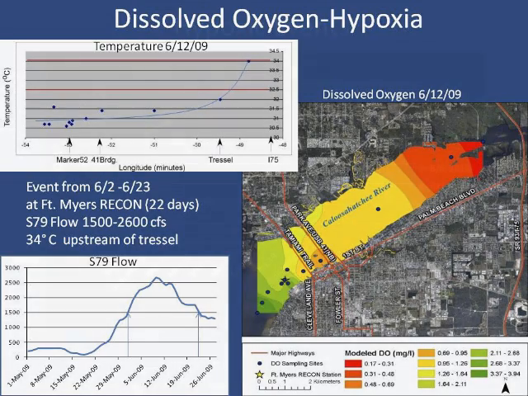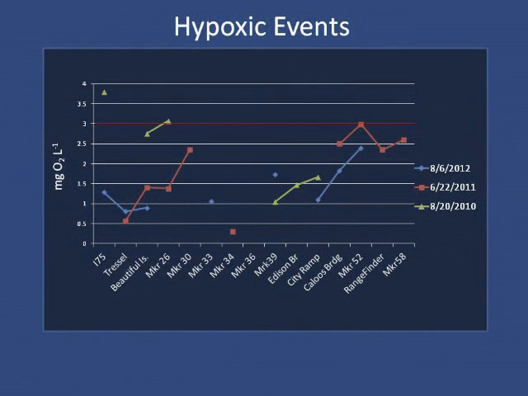So we've been monitoring hypoxia each year at RECONs and doing transects across the distance between Fort Myers and Beautiful Island. And this graph is between 2010 and 2012. We have levels of hypoxia down to 0.2 milligrams per liter every year in that stretch.